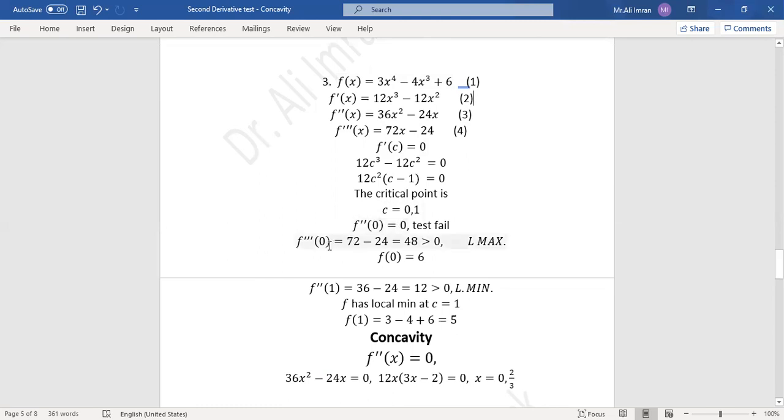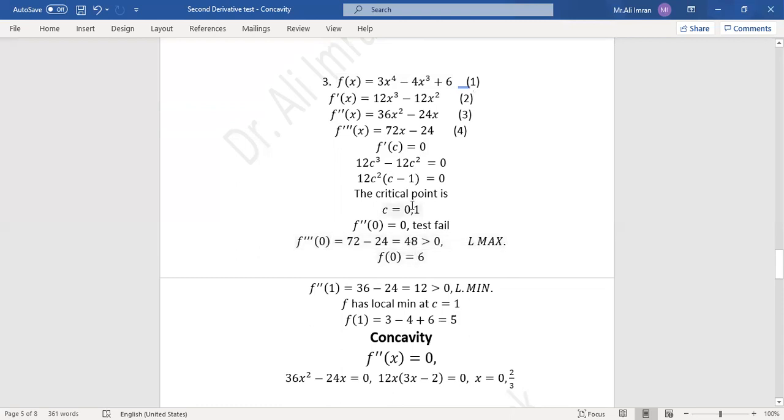Now we will take third derivative test. F triple prime of 0, we will take 72 times 0 minus 24 is equal to minus 24, less than 0. It means that function has a local max at this point, and this local max can be determined by putting x is equal to 0 in equation number 1, f of 0 is equal to 6.